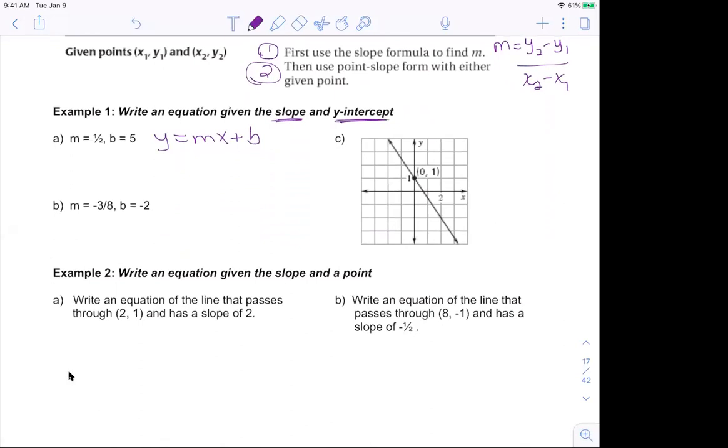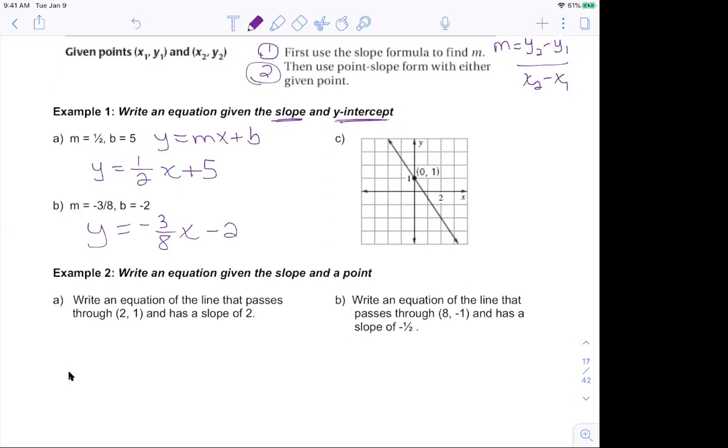Jaden, what would that equation look like? It would be y equals 1/2 x plus 5. Excellent. Can you do the next one too, Jaden? Yeah, it would be y equals -3/8 x minus 2. Perfect. So all we're doing there is we're literally taking the slope and the y-intercept, replacing them in the equation.